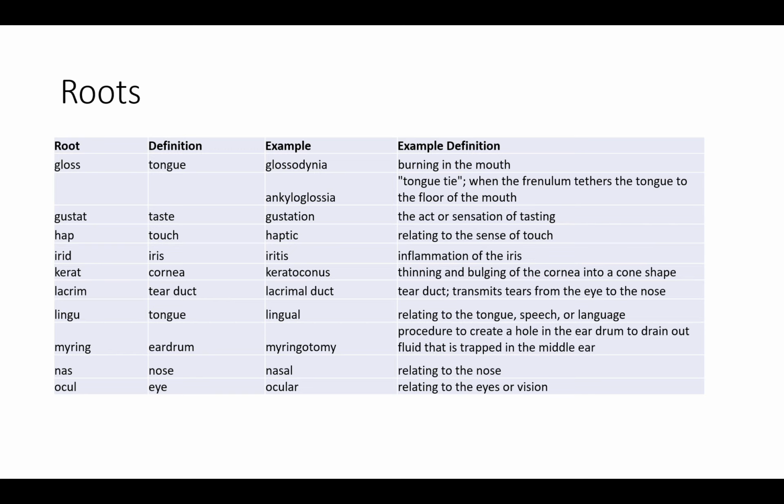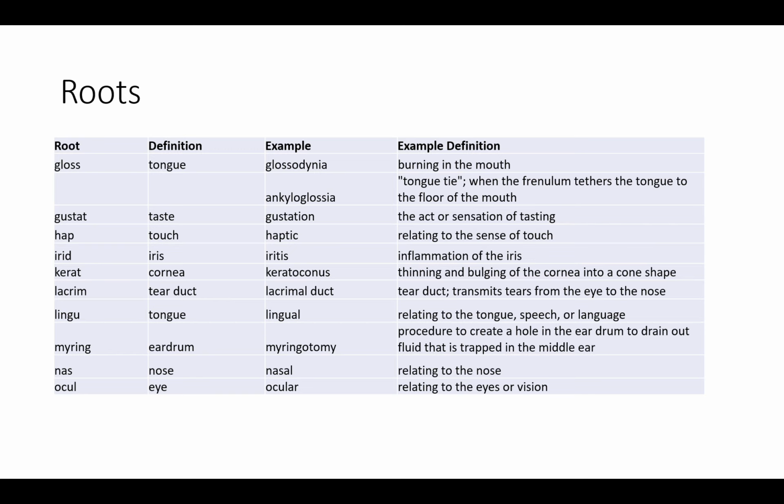Gustat means taste. Gustation is the act or sensation of tasting. Hapt means touch. Haptic means relating to the sense of touch. Irid means iris. Iritis is inflammation of the iris. Kerat means cornea. Keratoconus is thinning and bulging of the cornea into a cone shape. Lacrim means tear duct. The lacrimal duct is the tear duct. It transmits tears from the eye to the nose.